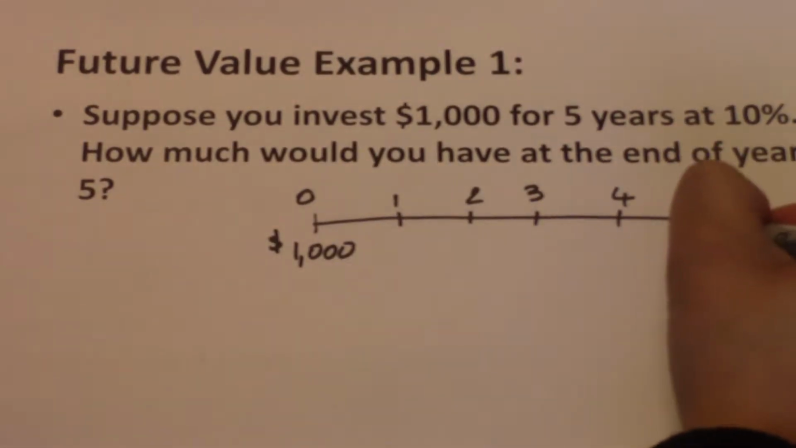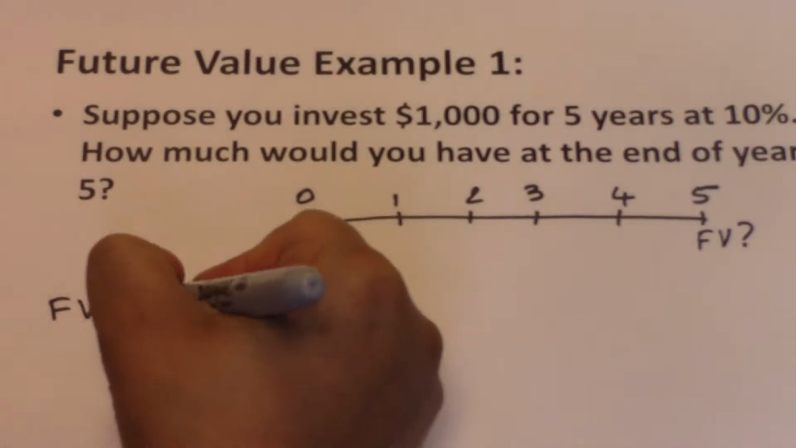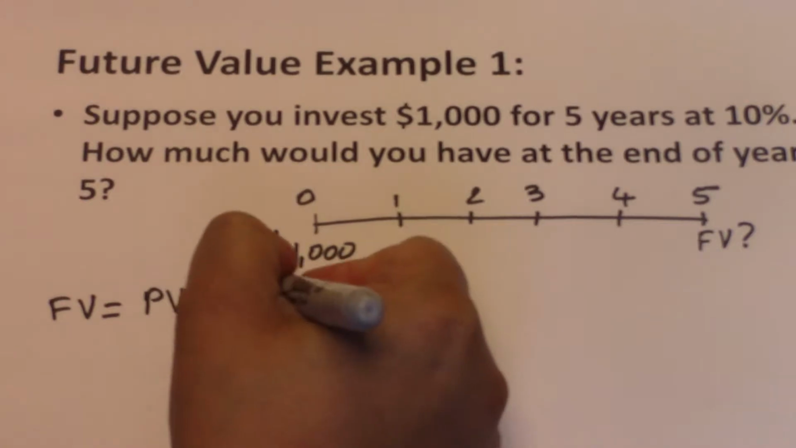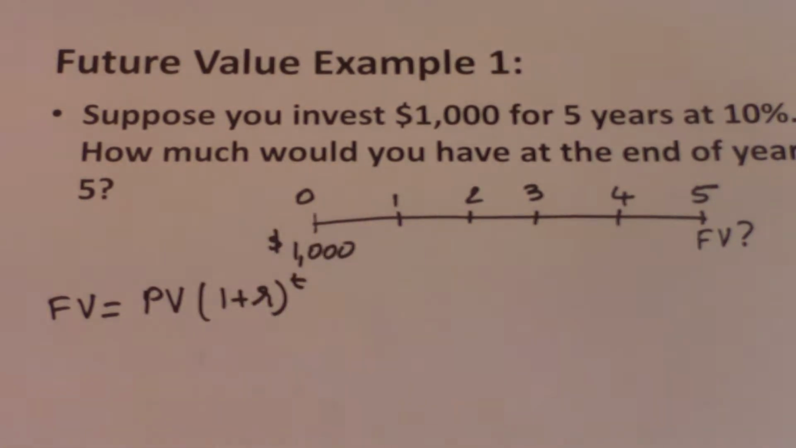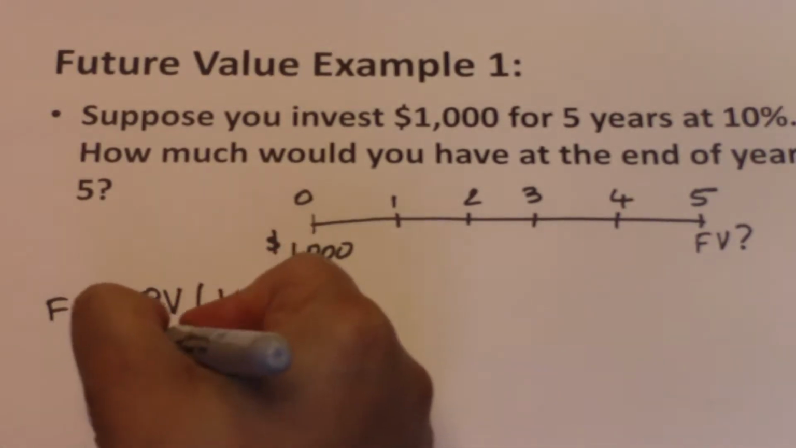So here this is a future value question, and we do know that the future value equals the present value times 1 plus r to the power t. The present value, that is the amount of money that happens earlier on the timeline, and in this case it is that $1,000, so PV equals 1,000.